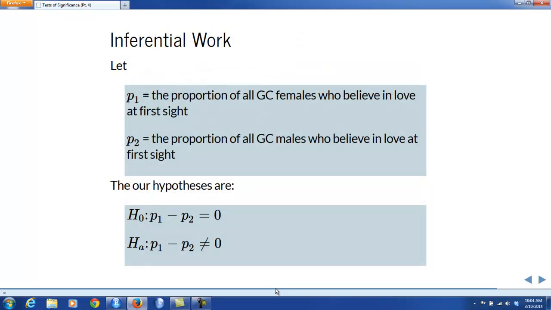Let's do some inferential work here. Is that difference so big that it can't be explained just as chance variation in the sampling process? Let's let P1 be the proportion of all Georgetown College females who believe in love at first sight, and let P2 be the proportion of all Georgetown College males who believe in love at first sight. If you think that what sex you are makes no difference in your likelihood of believing in love at first sight, then you would think that P1 equals P2. So you would think that P1 minus P2 is 0. Let's let that be the null hypothesis. And we'll do a 2-sided test here.